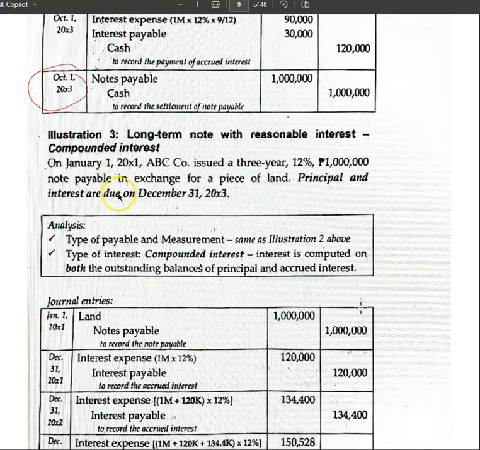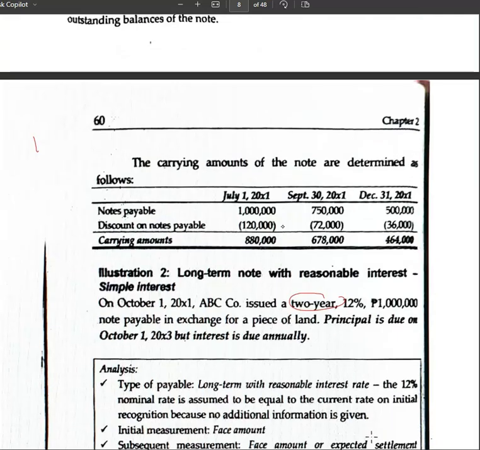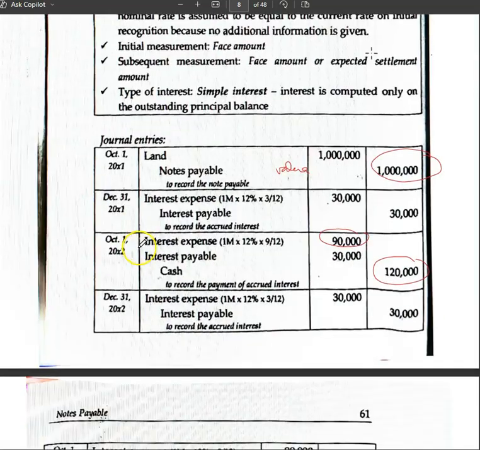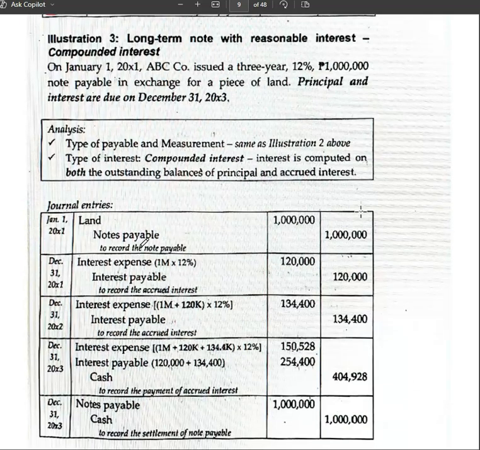Now let's have this illustration about the long-term note with reasonable interest compounded in. Okay, now what we did earlier on illustration 2 is a simple interest. Long-term siya pero simple interest. Pero itong illustration number 3 is compounded siya, hindi na siya simple. Okay, now how do we do this one?